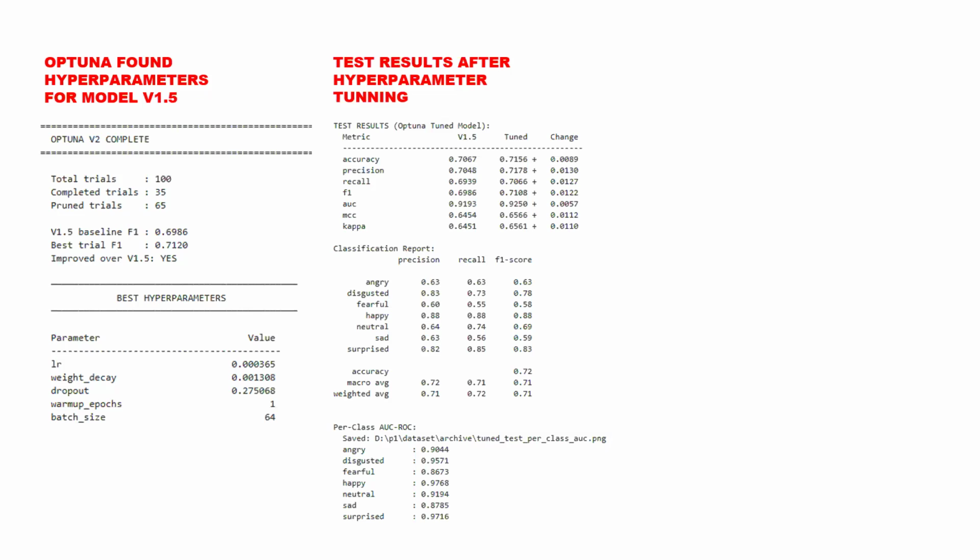There was around a 0.0089% change in accuracy. Then precision we got a good change, that is 0.0130. And similarly, these are the changes we have got in different metrics. Next.